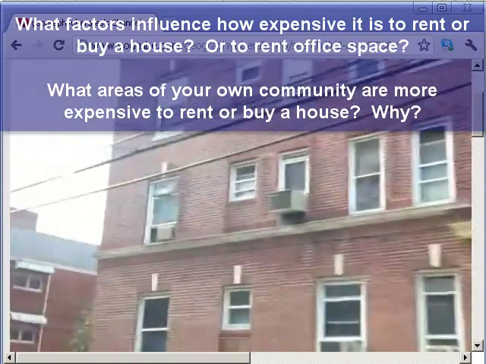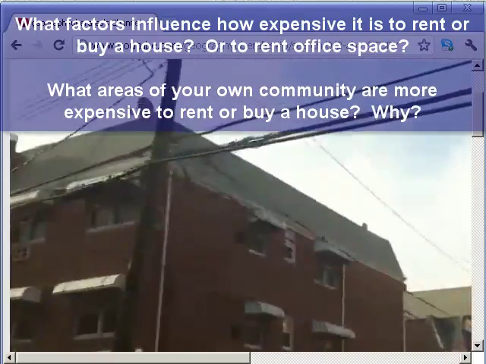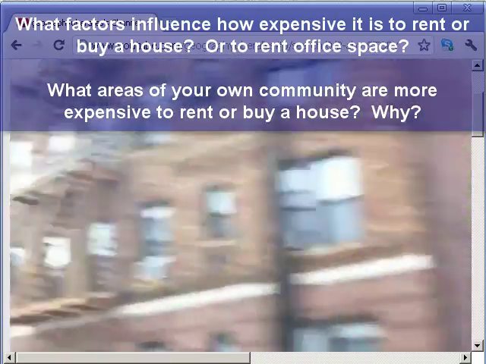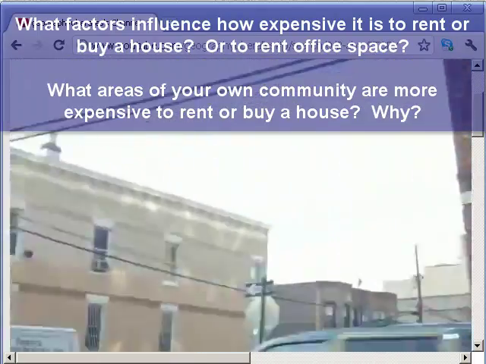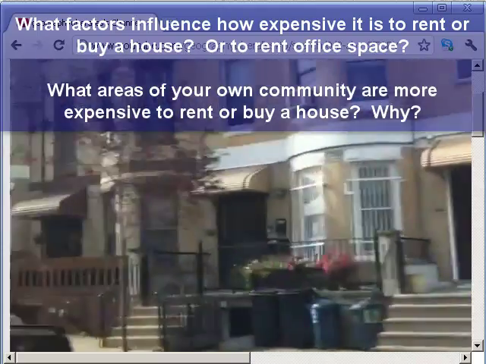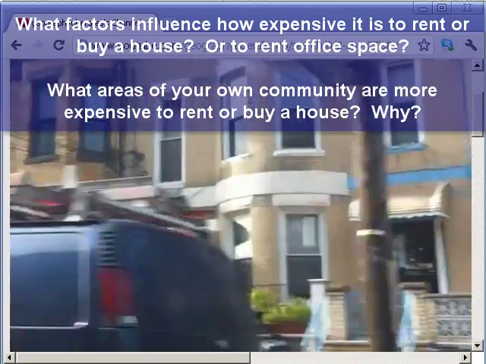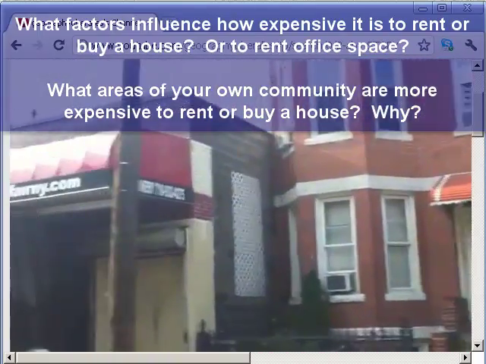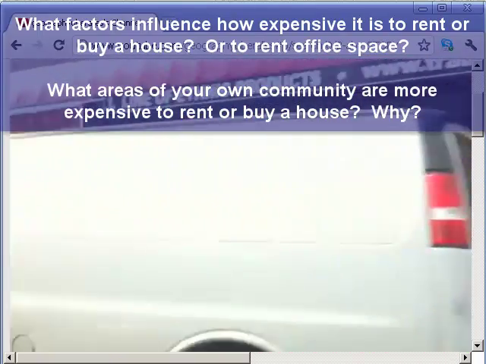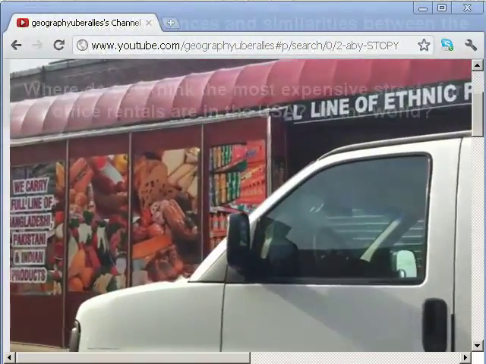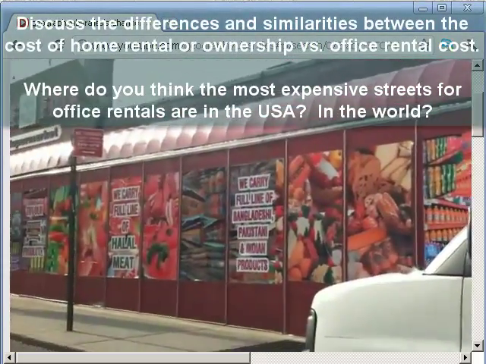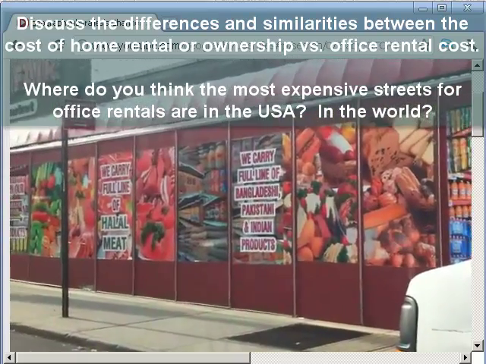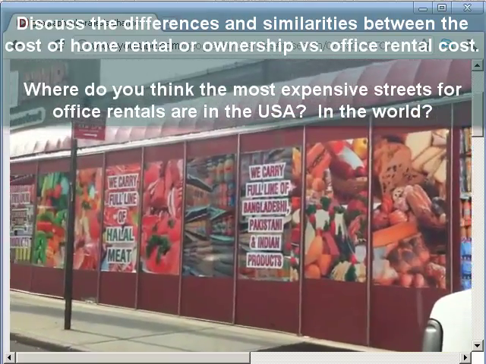What factors influence how expensive it is to rent or buy a house in a community? What areas of your own community are more expensive to rent or buy a house? Why? What factors influence how expensive it is to rent an office in a community? Discuss the differences and similarities between the cost of home rental or ownership versus office rental cost.